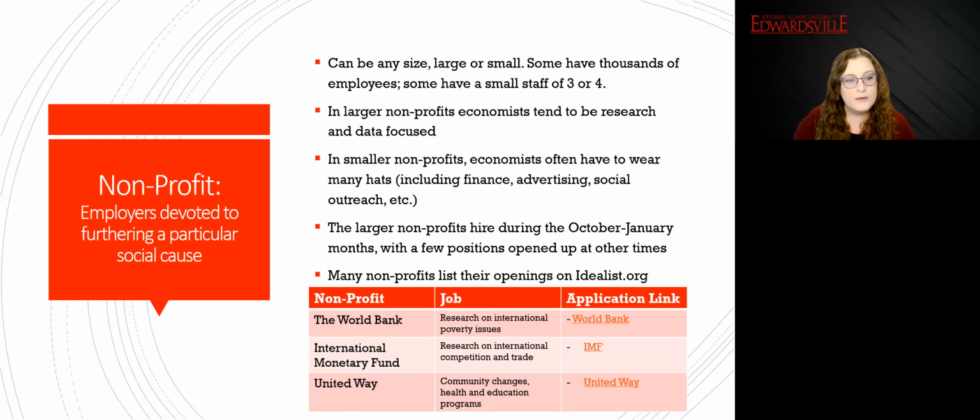And then finally, there's nonprofits. So these are employers who are devoted to furthering a particular social cause. There is a social cause that they care about. Some have thousands and thousands of employees. Some are 3 to 4 people. So nonprofits have very varied sizes. In larger nonprofits, economists tend to be research and data focused. You look at what the impact will be of whatever you are doing. In smaller nonprofits, economists might have to wear many hats. You might also be the financing and the advertising and the social outreach person along with your econ roles. So that's very important to remember.